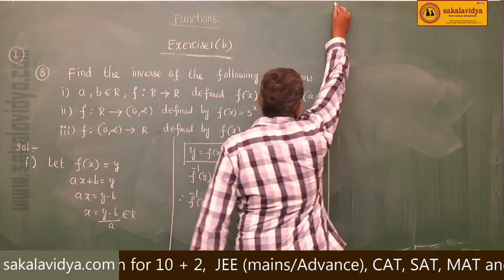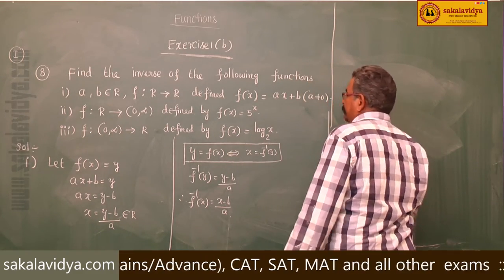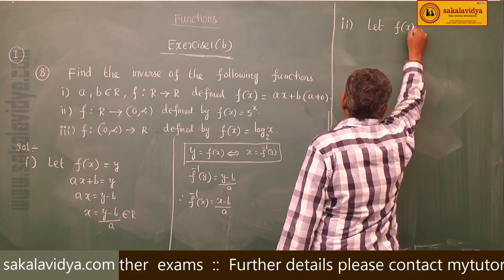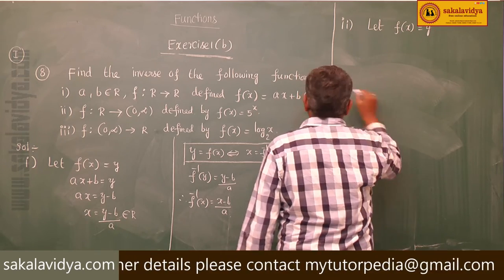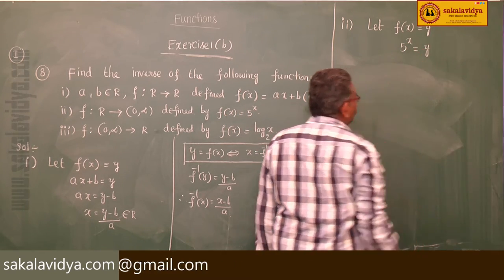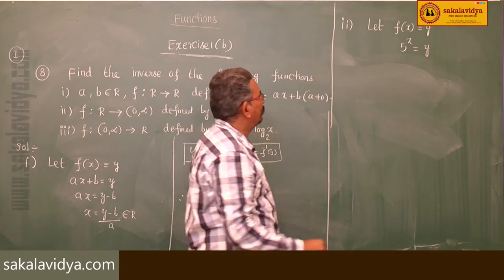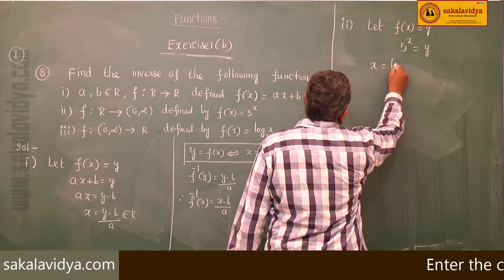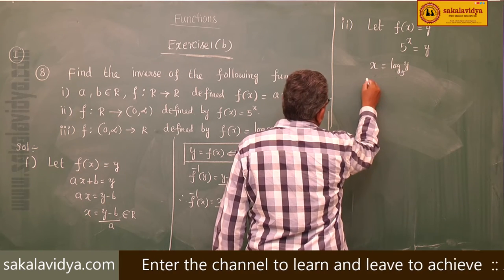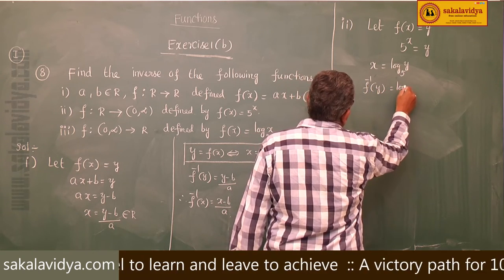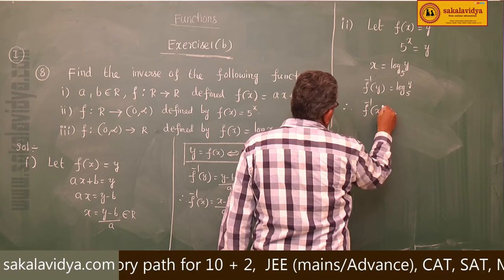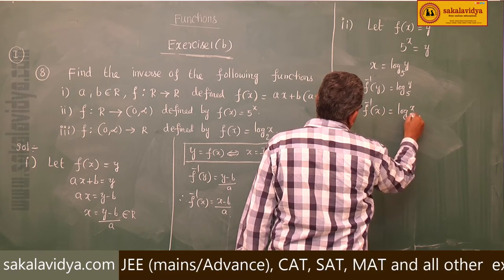Now, second problem. Second problem, let f of x is equal to y. So, in the second problem, f of x is equal to 5 power x. 5 power x is equal to y. This is exponential form. So, this can be written x is equal to log y to the base 5. This x is nothing but f inverse y, log y to the base 5. So, now formula f inverse x is equal to log x to the base 5.